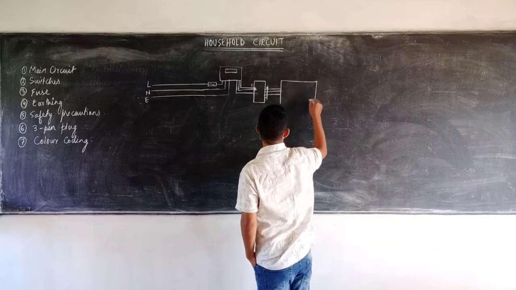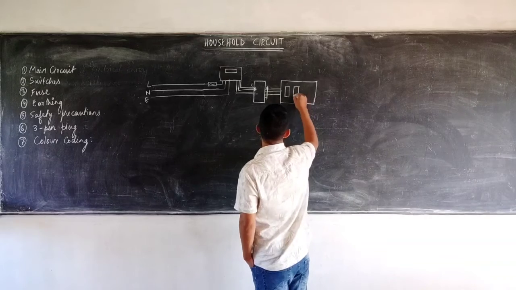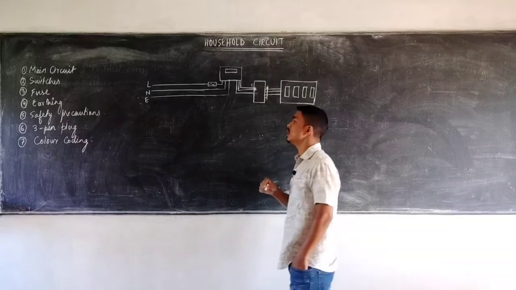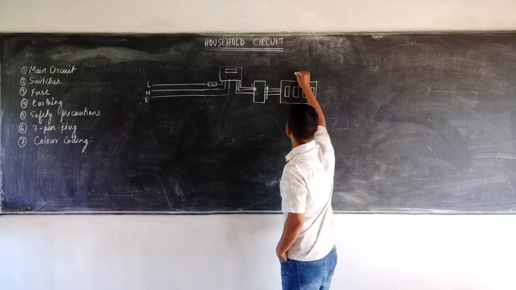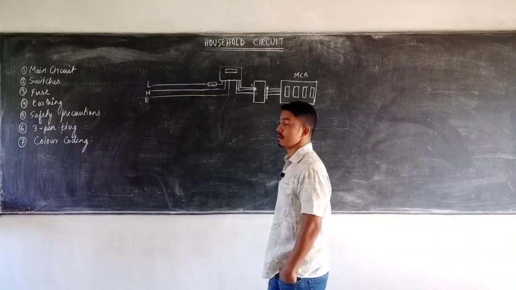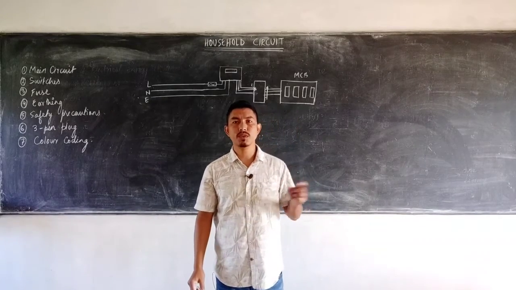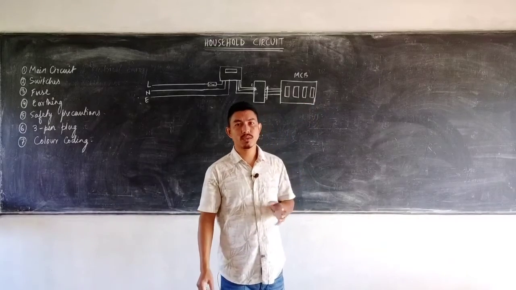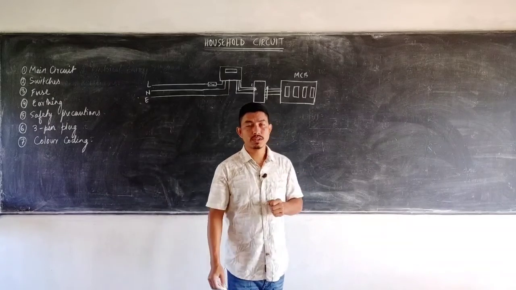The distribution box distributes the current to the different rooms. Each of the distribution boxes is connected with a different fuse. Nowadays the fuse is replaced by something known as an MCB, which stands for miniature circuit breaker. The advantage of using an MCB is that you do not have to replace a fuse wire again and again, like in the case of fuses. So nowadays we use an MCB instead of a fuse in a distribution box.